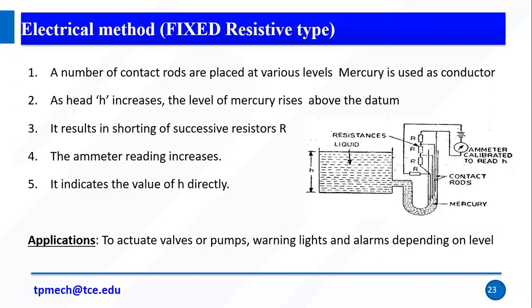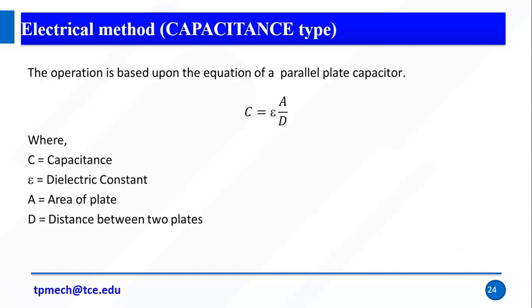So to regulate this, we can use this kind of fixed resistive method. So to activate valves or pumps, warning lights and alarms depending on the level, right.